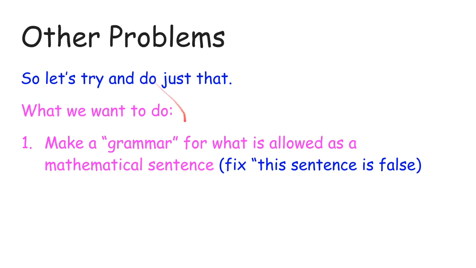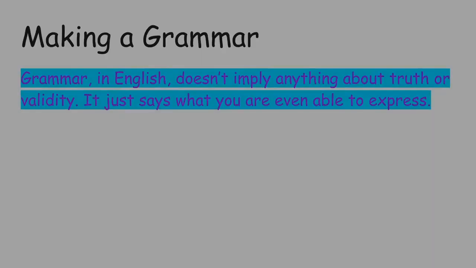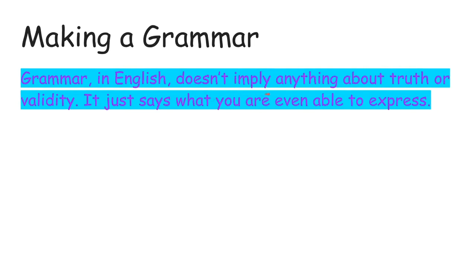So we want to limit ourselves and sort of create an intuitive set of strings. And we also want to make a sense of truth for those sentences once we're done. So this will fix "1 is the smallest number larger than 0," because this is clearly a grammatically correct mathematical statement, but it doesn't seem to have a truth value that's inherent. So grammar in English doesn't imply anything about truth or validity. It just says what you're even able to express.